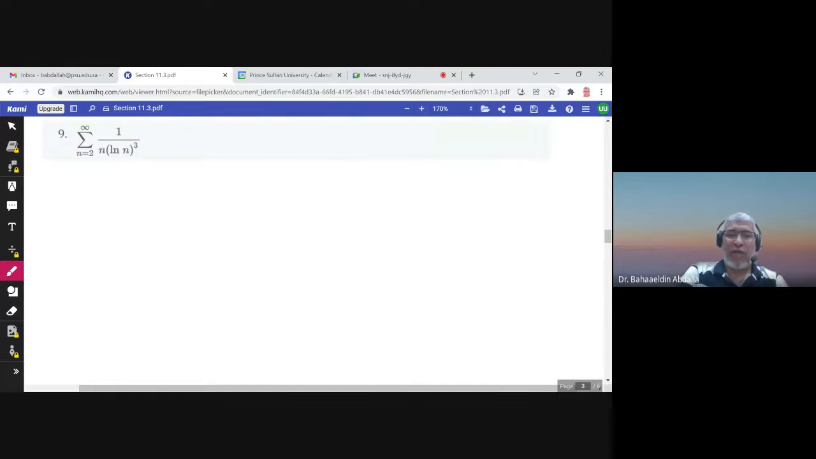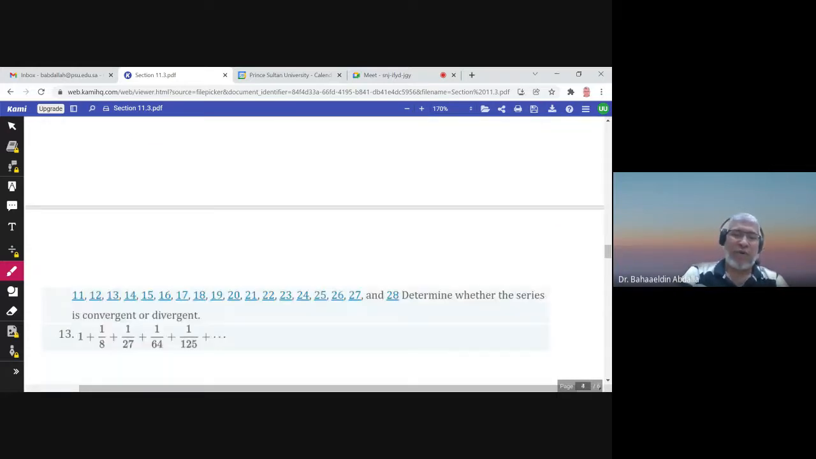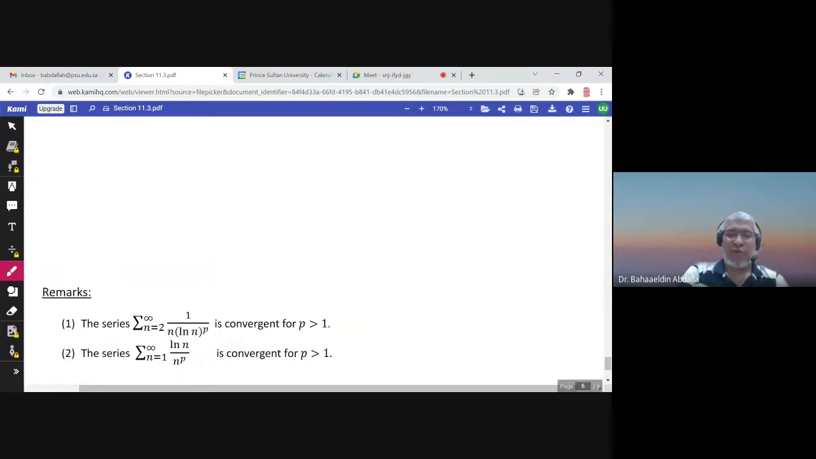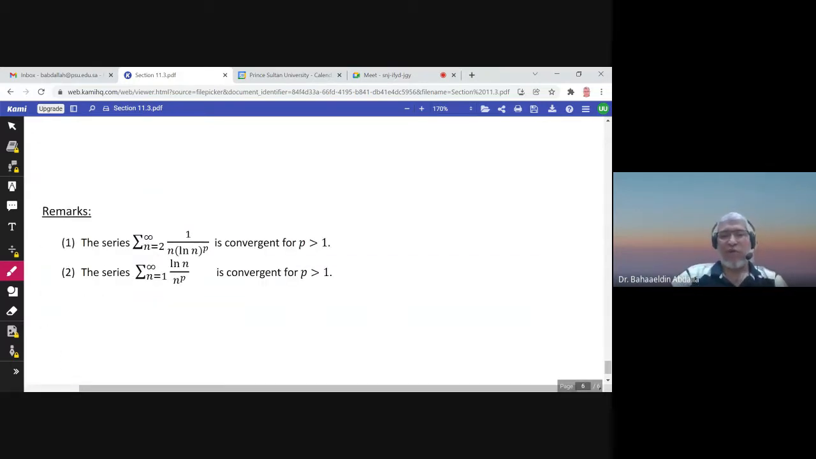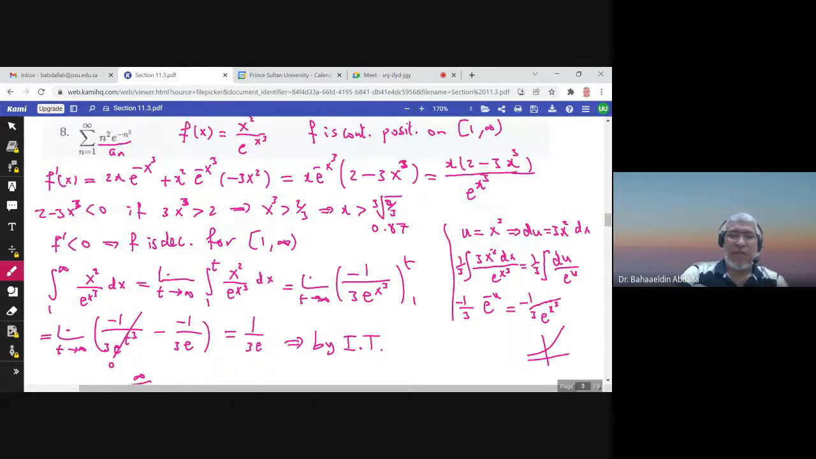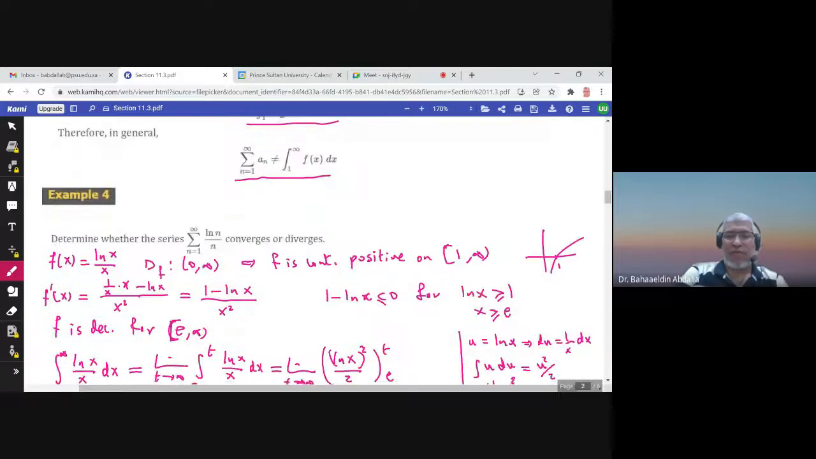So here, the example we need to solve, 1 over n (ln n) to the power 3, is convergent according to this remark. And the one we just solved, ln n over n, or the one before, when p is 1, it is divergent. And we have seen that ln n over n is divergent. We proved it here. Okay.